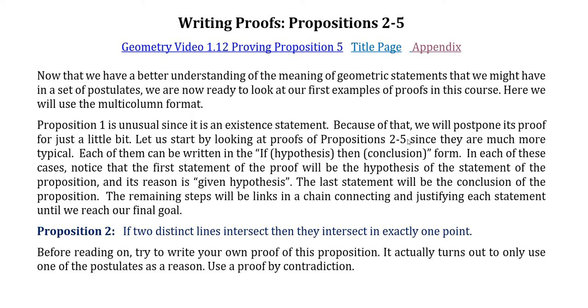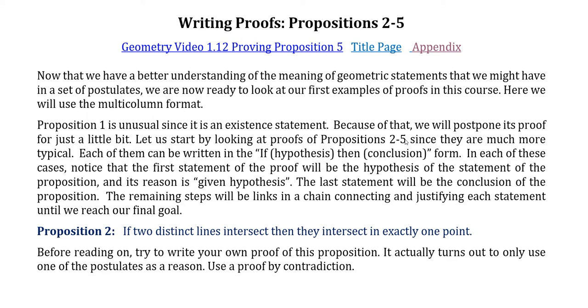So let's go ahead and start with writing out a proof of Proposition 2. Now, Propositions 2 through 5 all can be written in the form: if hypothesis, then conclusion. So, for example, Proposition 2: if 2 distinct lines intersect, then they intersect in exactly one point. So the hypothesis part is that you have 2 distinct lines that have a non-empty intersection. And the conclusion part is that the intersection must be exactly one point, a set of exactly one point.